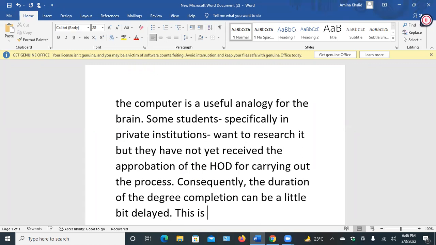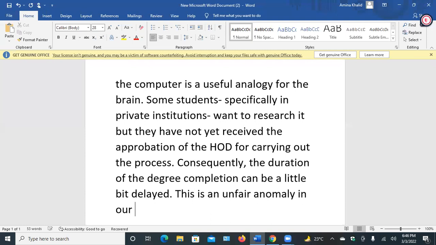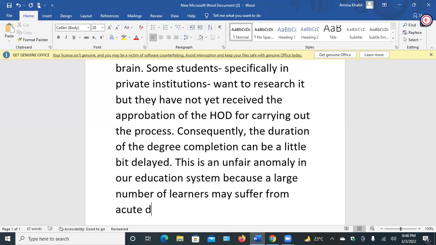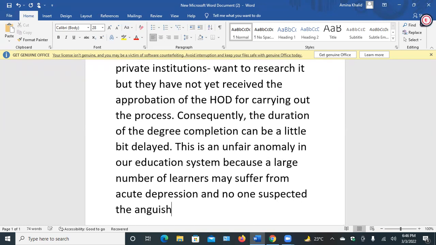This is an unfair anomaly in our education system because a large number of students, a large number of learners may face, may suffer from acute depression, and no one suspected the anguish they carry on their shoulders.